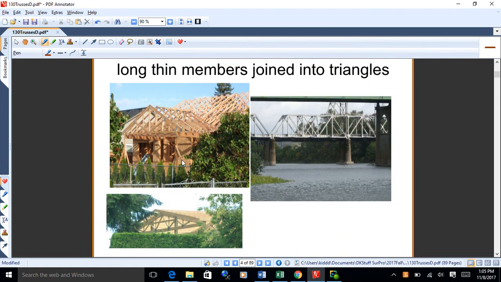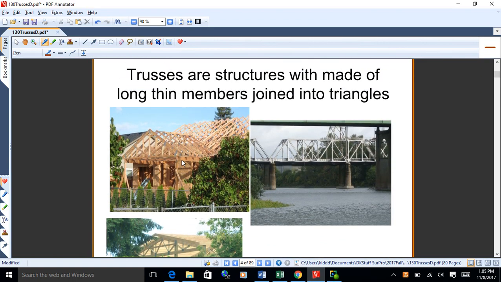So what we have here for trusses is structures made of long, thin members. Members are like beams, basically, joined into triangles. So that's what a truss is. The one important thing here is they have to be formed into triangles. So there are some real specific assumptions we make about trusses.